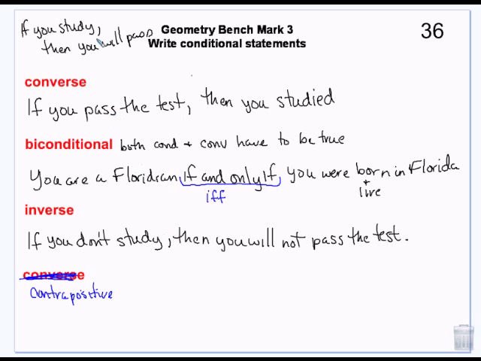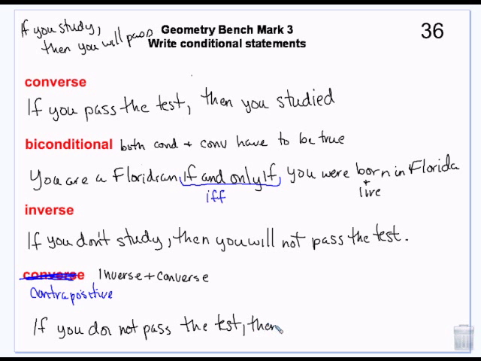And the contrapositive is the inverse plus the converse. So that's inverse plus converse. So it's if you do not pass the test, then you did not study.